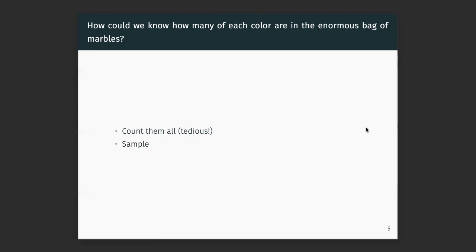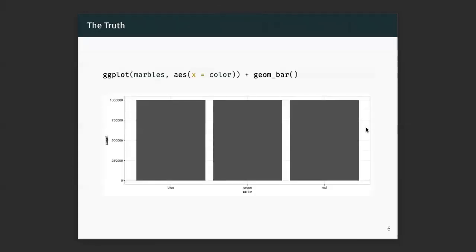Or we could sample. We could say, let's select some of the marbles from the bag and use that sample to make a guess about what the composition of all marbles in the bag is. We may not know exactly how many there are, but we can figure out what the proportion is, right, across groups. Now, the key to this, here's a plot, right, with just all of the data.